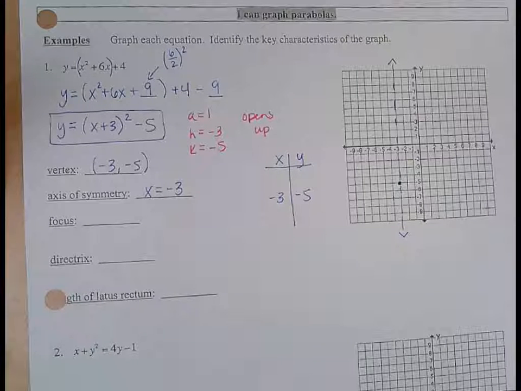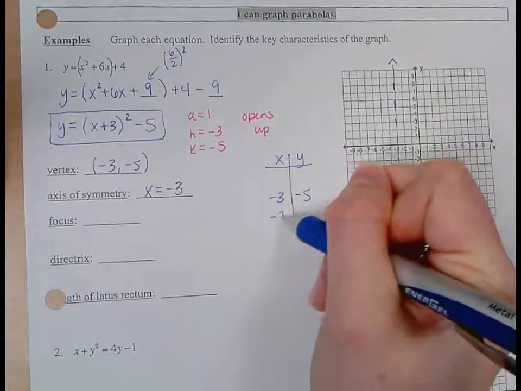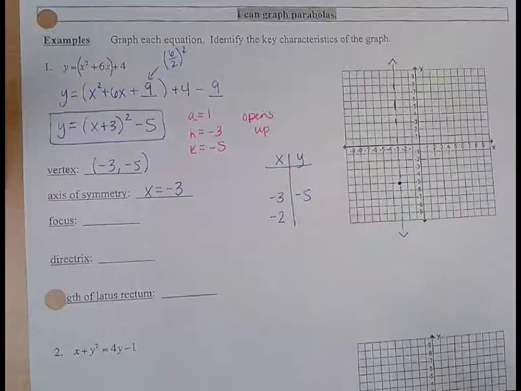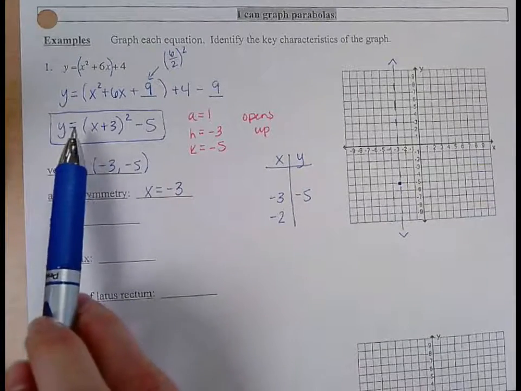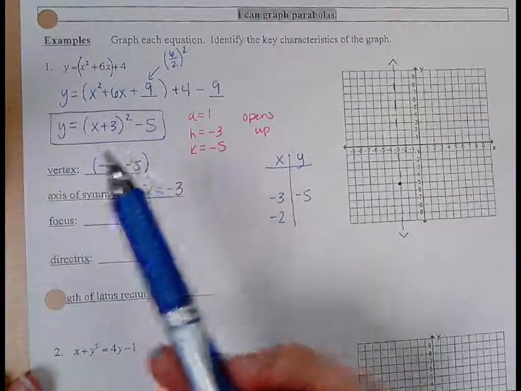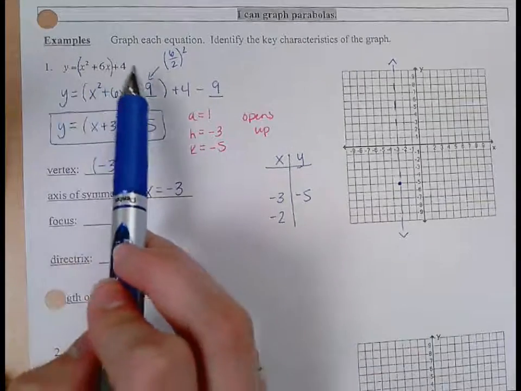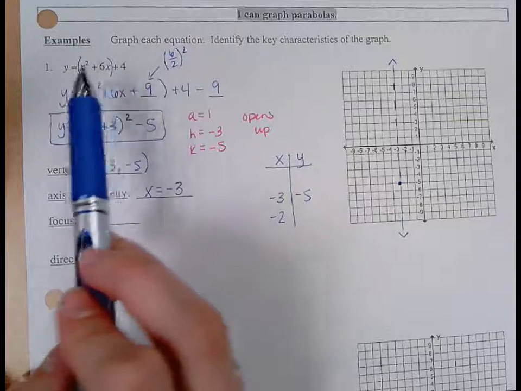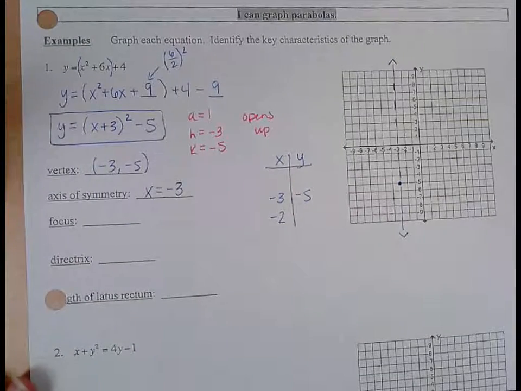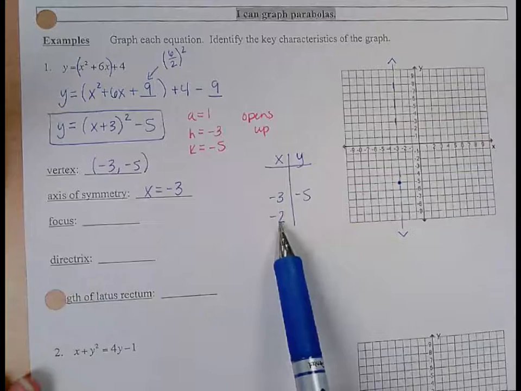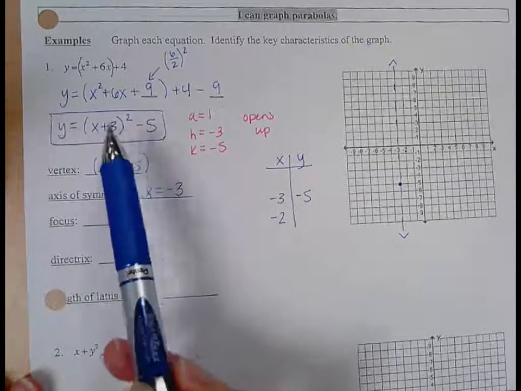So what number could we plug in to find another point? Somebody just pick another x value. -2. Okay, so if I substitute -2 in, and really what you could do, you could substitute it into your standard form. You could substitute it back into the original if that's easier for you. That doesn't matter to me. But if I substitute -2, I'm going to substitute it into the standard form.